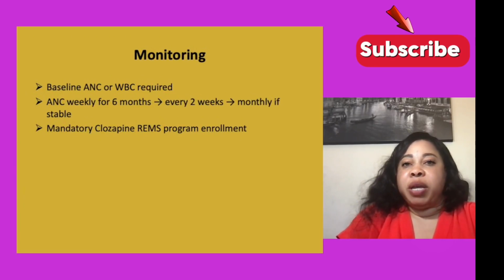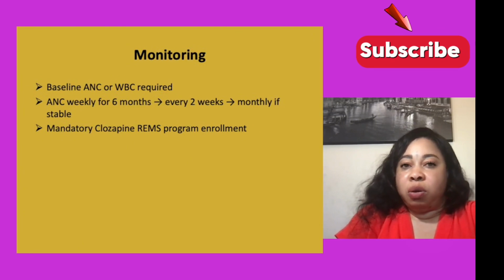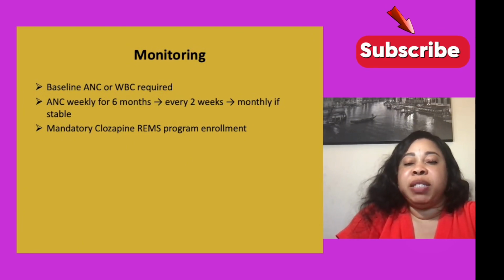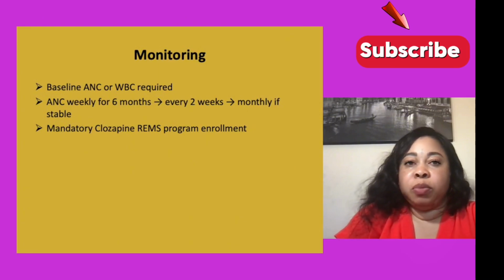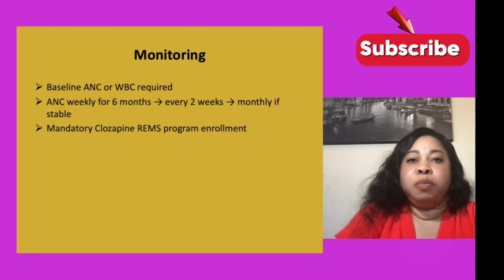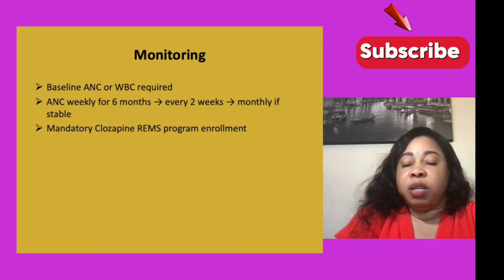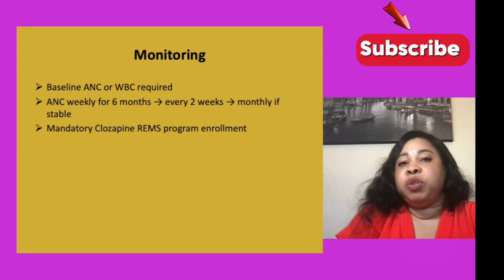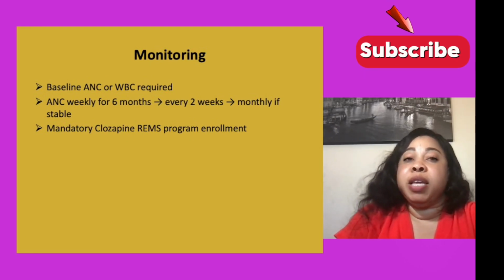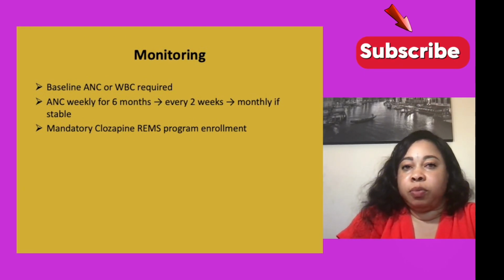The next thing we are talking about is the monitoring. Before you start any patient on clozapine, you need to obtain the baseline ANC or WBC. Also, you need to enroll this patient in the REMS program. So clozapine requires the REMS program. The monitoring schedule is weekly for 6 months, then every 2 weeks for 6 months, then monthly if the patient is stable.